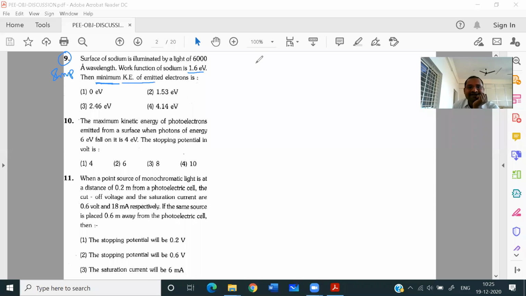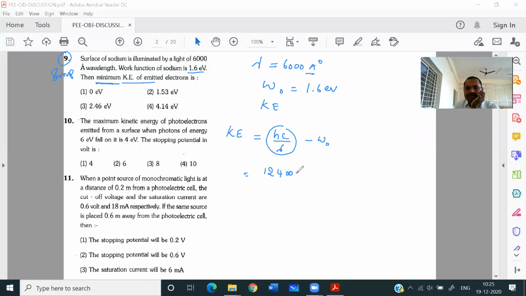So wavelength of light, how much? Lambda is equal to 6000 angstrom given. And work function, how much is given? Work function is 1.6 electron volt. They're asking kinetic energy. We know according to Einstein photoelectric equation, kinetic energy is equal to hc by lambda minus work function. This hc by lambda, because it is in angstrom, can be given as 12,400 electron volt upon lambda value 6000, minus work function 1.6 electron volt given.